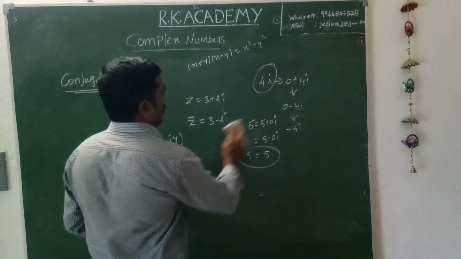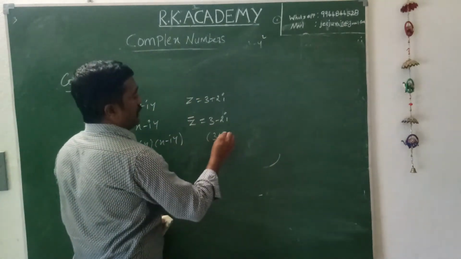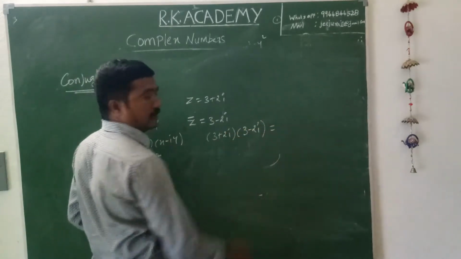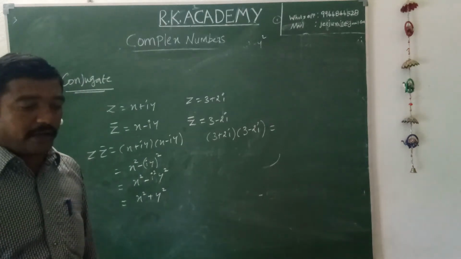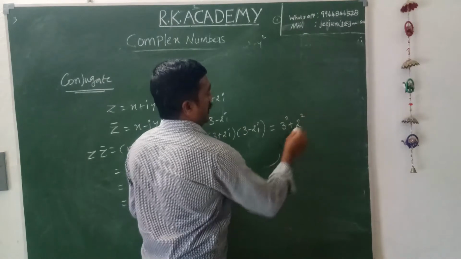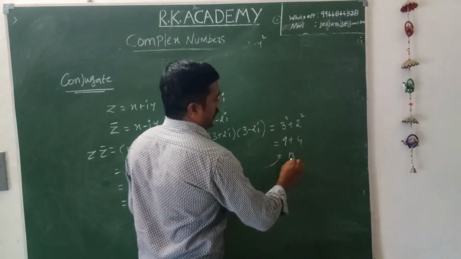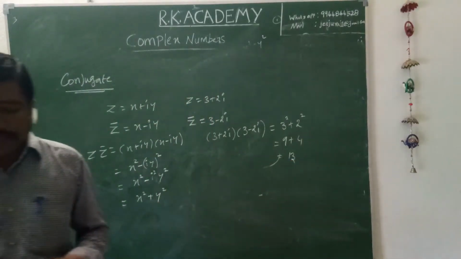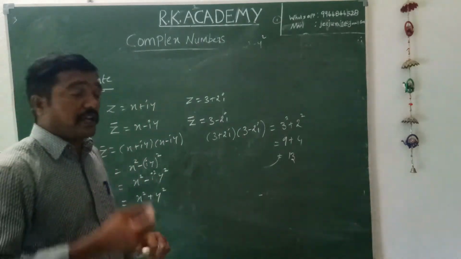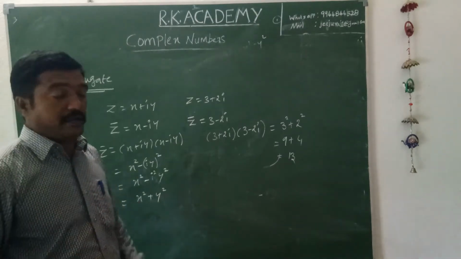Suppose there is a problem. Now listen. Now I am going to multiply these two: 3 plus 2i into 3 minus 2i. What will happen? Now you write the real part square plus imaginary part square. 3 square plus 2 square. That's all. So 9 plus 4 is 13. So the product of the complex number and its conjugate, z times z bar, we can write as real part square plus imaginary part square. It's a short way to multiply.